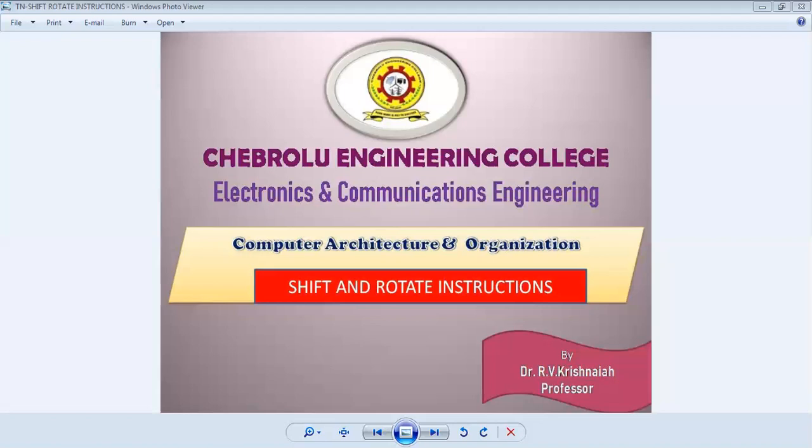Okay. This is after the first shift operation. Then you do one more shift. Here the instruction is LSR, logical shift right by 2 bits. That is, hash 2 means 2 bits. So based on the meaning of this instruction, you have to do shift right by 2 bits. This is after the first shift. This is after the second shift.